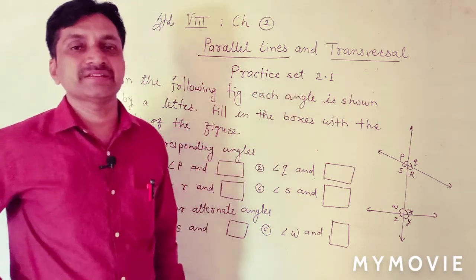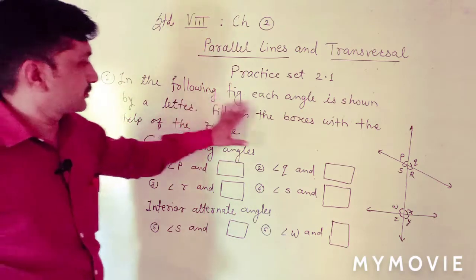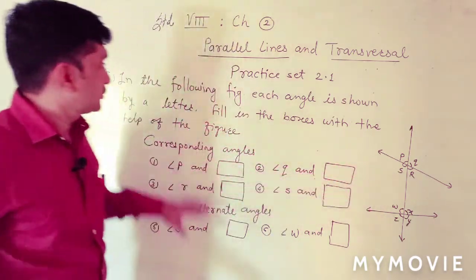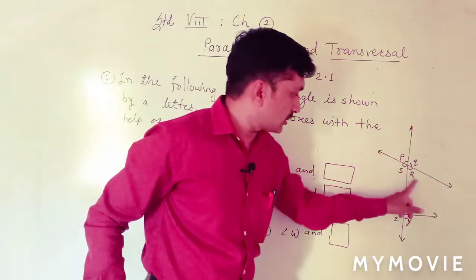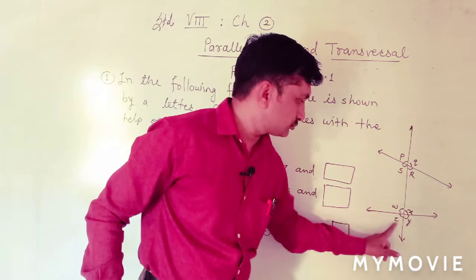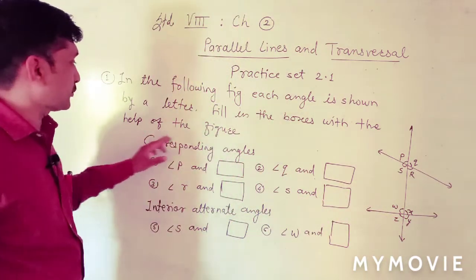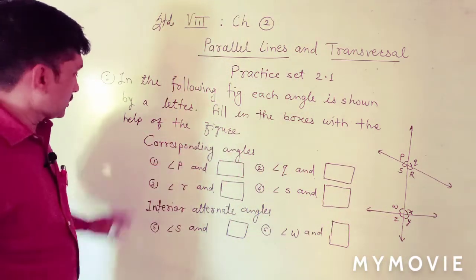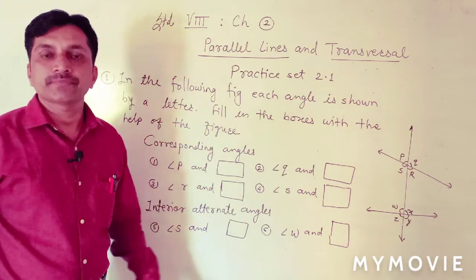Now let's start practice set 2.1. This is an activity based example. The question is, in the following figure, each angle is shown by a letter: P, Q, R, S, X, W, Z, Y. Fill in the boxes with the help of the figure. First, we have to write corresponding angles.